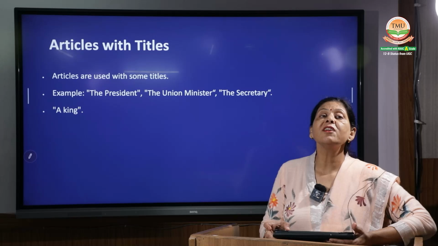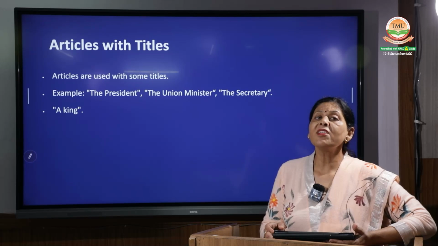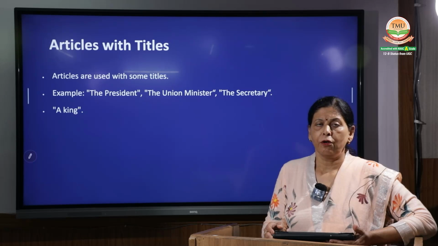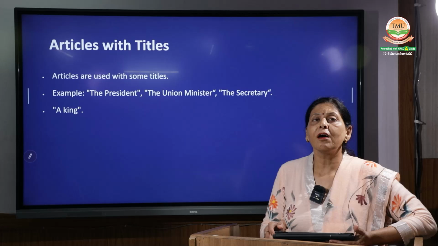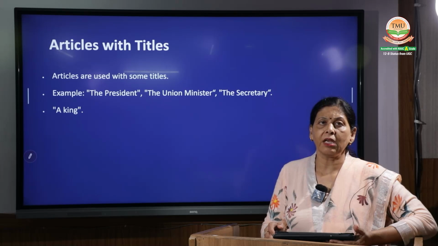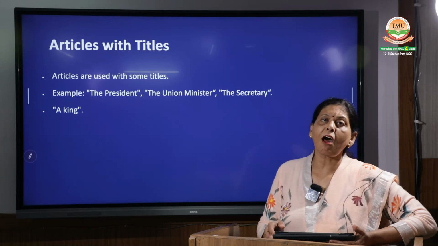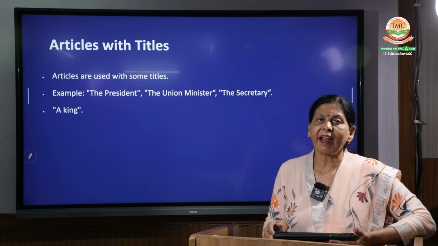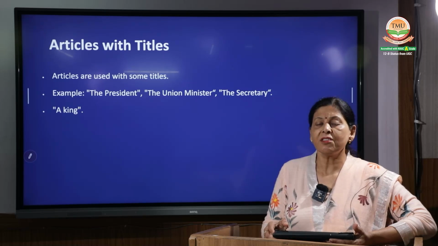Then articles with titles. Title means the Prime Minister, the Prime Minister of India, the President of United States. So the titles, the CEO of the company. So in front of all these titles, the director of the college. So what are these? These are titles. And in front of the titles, definite article the is used.